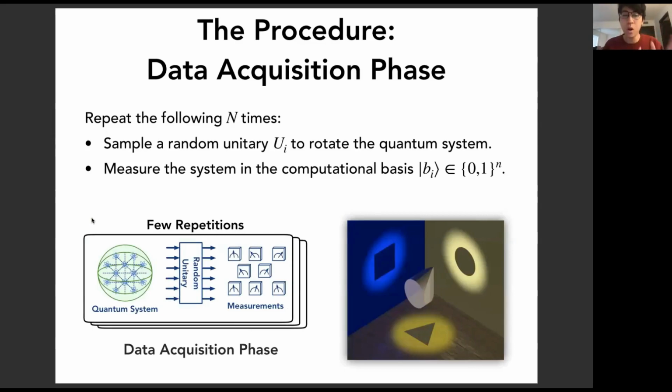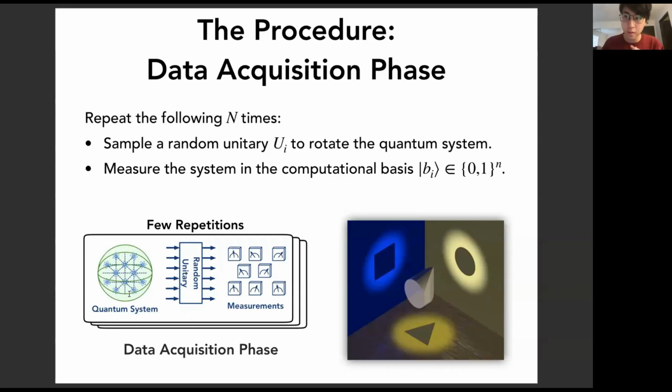So you have some quantum system shown here that you construct in a lab. You want to gather some data such that you can construct this classical representation. Basically, we just do the following. We first sample a random unitary, U_i, to rotate your quantum system, to slightly evolve it. And then we just measure the system in a computational basis to obtain this bitstring b_i.